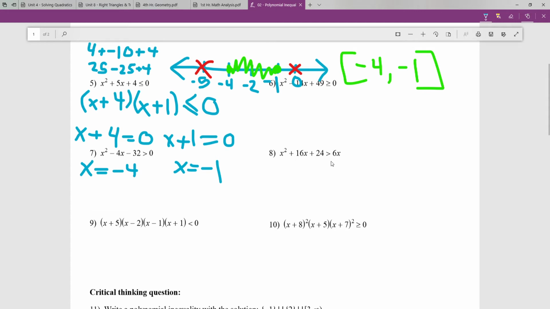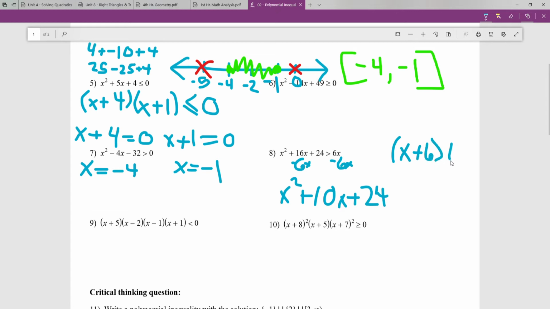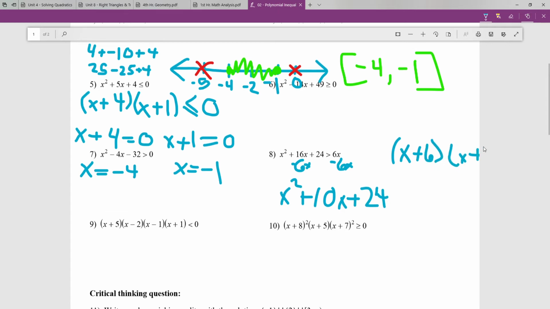So like I said here, we want this to equal 0 to start things out. So we're going to subtract 6x from here as well, which is going to make this written as x squared plus 10x plus 24. So x squared plus 10x plus 24, factors of 24 that add to 10, well, that seems like 6 and 4, right? So we get x plus 6 and x plus 4 as our two binomials.